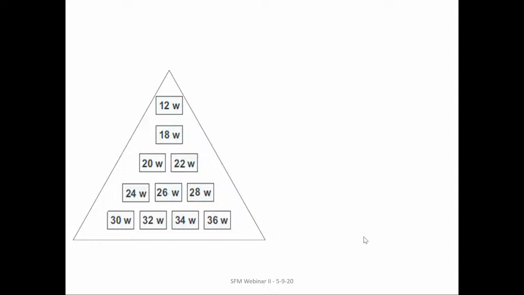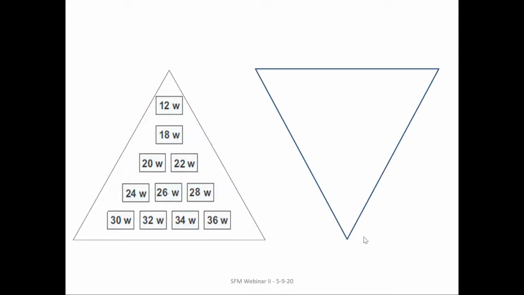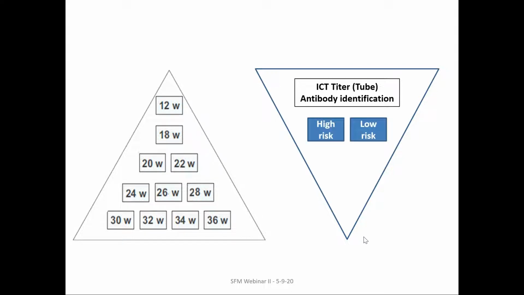If you can apply this to routine antenatal care, you can certainly apply this to ICT positive women as well. Do an ICT titer by the tube method in the first instance, or even if it's a gel method. You also do the antibody identification. Then you categorize. With this information, you can very clearly categorize these ladies into those who are at high risk for fetal effects, and those who are at low risk. And then put only those ladies who are at high risk at frequent surveillance.